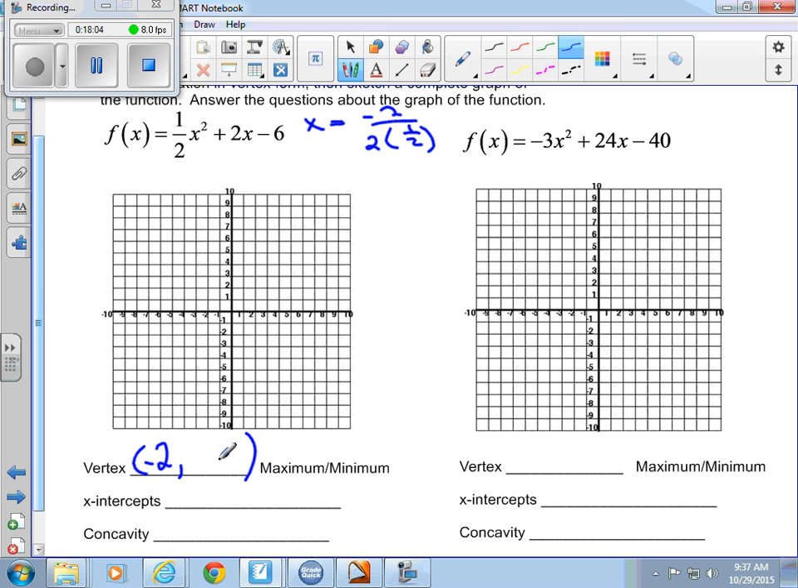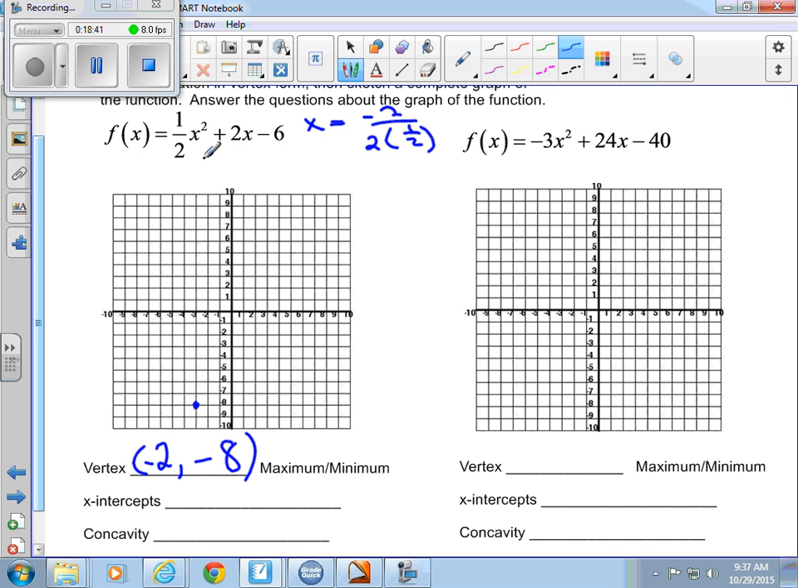There's a reason I have y'all check my work. -8. That'll look better. -2, -8. I'm going to plot that on the grid. Okay.